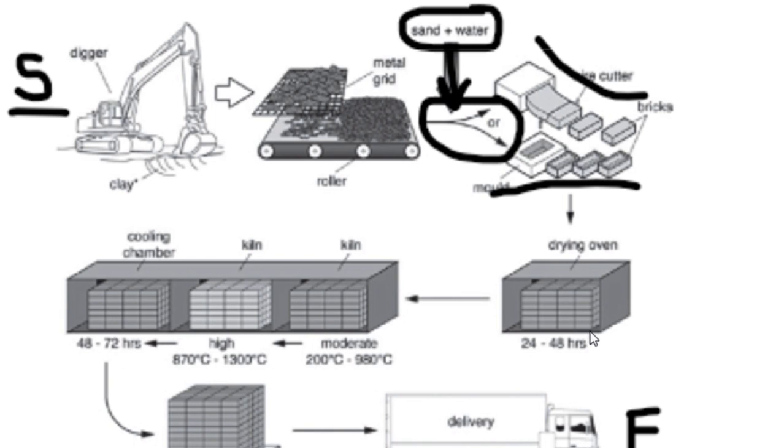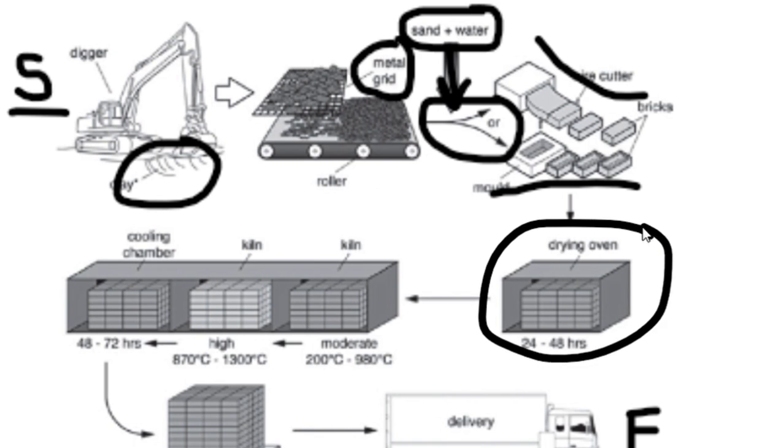So what are our other key data points here? Well, you're actually given quite a lot of information. Metal grid. So the metal grid is obviously used in a process to process the raw material of clay before extra materials are added to it. This section here stands on its own, the drying oven.